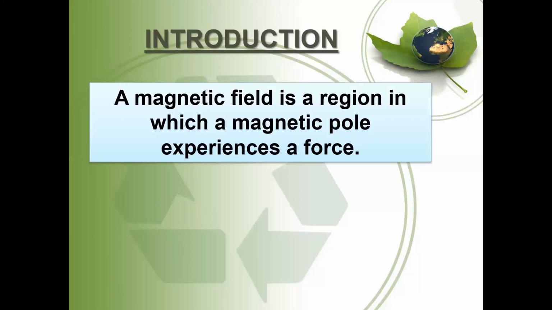Now, we have to see the definition. A magnetic field is a region in which a magnetic pole experiences a force. Actually, it is a concept of range. So when you put a magnet, it can attract other magnets within a range. This range is called the magnetic field. So now copy the definition.